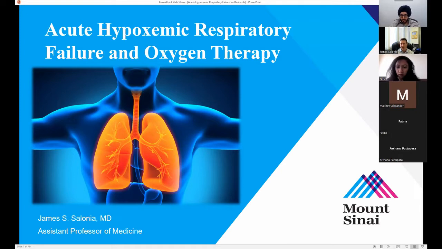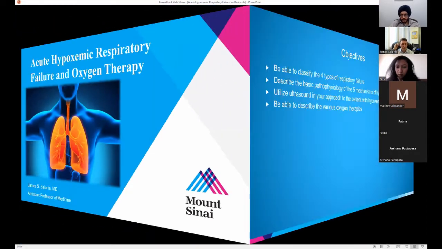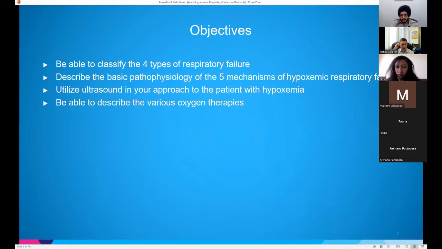that we see. To make this more interesting, I have broken it up into case-based, again, utilizing ultrasound, really to show you how important it is for you to develop these skills and how they can be beneficial in the management of your patients and in the workup of your patients. So some quick objectives for you guys: to know what the different 4 types of respiratory failure are, describe the basic pathophysiology. You will be able to do this like champs when I'm done with you. To utilize ultrasound in your approach to the patient with hypoxemia.